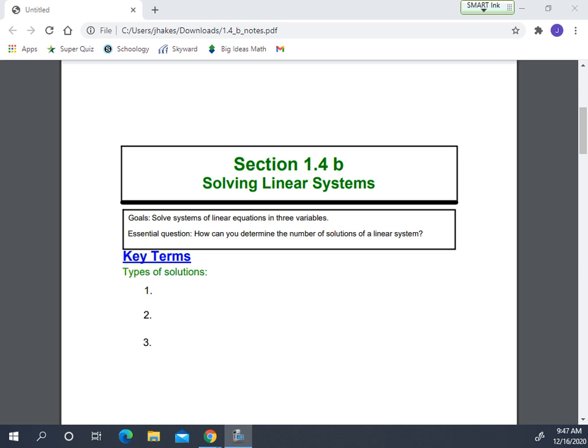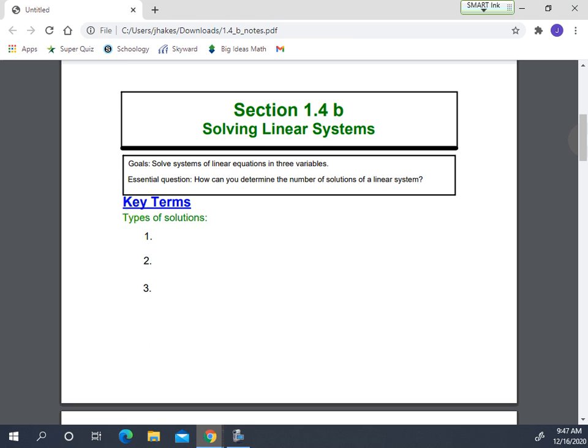All right. The last part of chapter 1. The last part of the first chapter in Algebra 2, Concepts A. Let's go. Let's get started. First things first, we're talking about the types of solutions now.